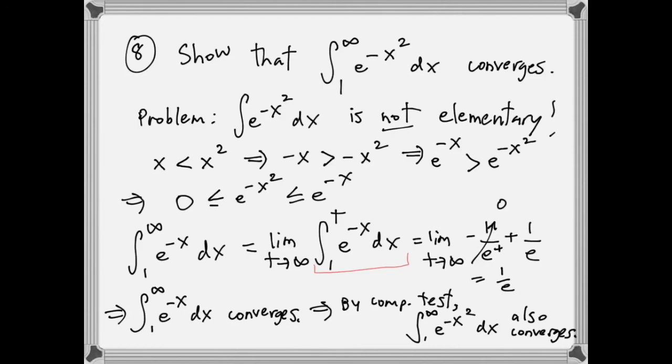Now you may wonder, what does it converge to? We actually don't know. The theorem does not tell us what something converges to. It just says that if something bigger converges, then the smaller one does also. And that's what we needed to show. All we needed to show was that that guy converges.